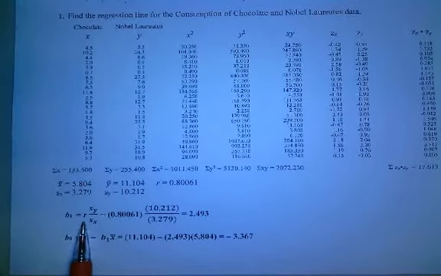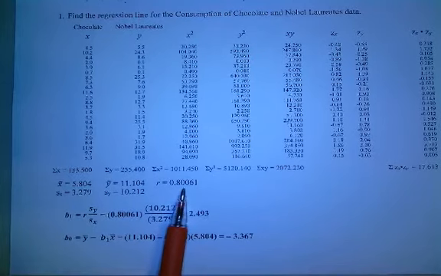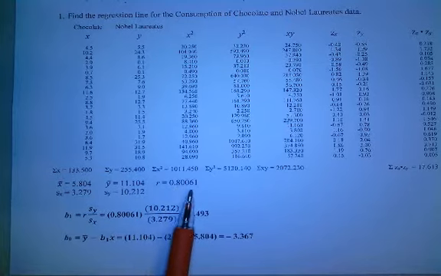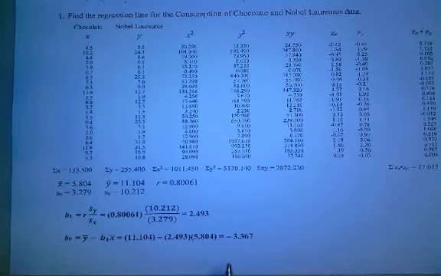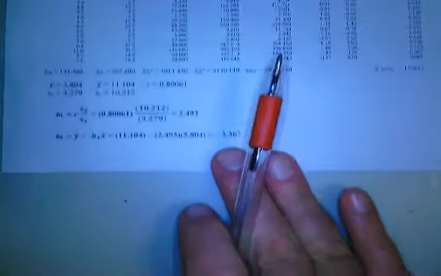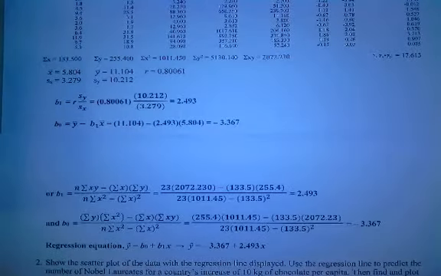So R, here was our R, 0.80061. I didn't recalculate it here. We had it calculated back in section 9.1. But so there's the same one we had, times the sy over the sx, and we get that our b1 is 2.493. Our b0, the y-intercept, is the mean of the y, subtract b1 times the mean of the x's. Go ahead and plug those things in, and we have negative 3.367.